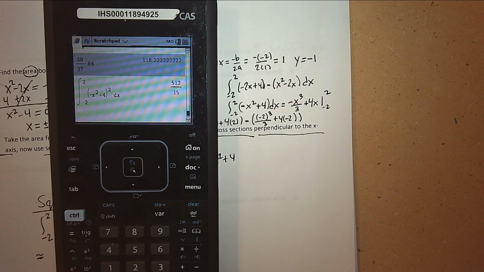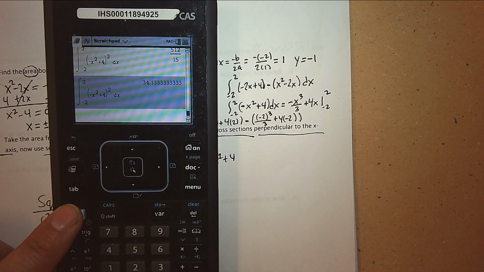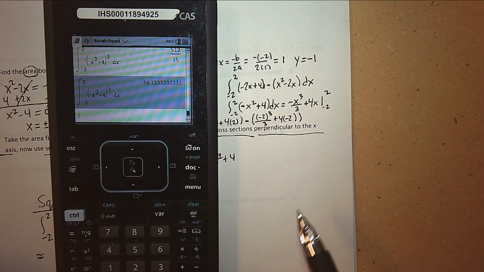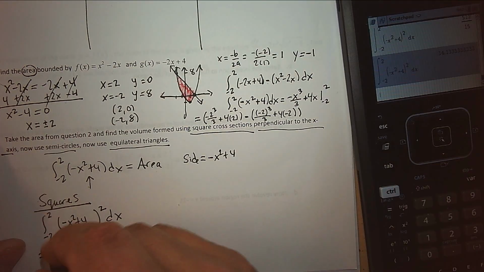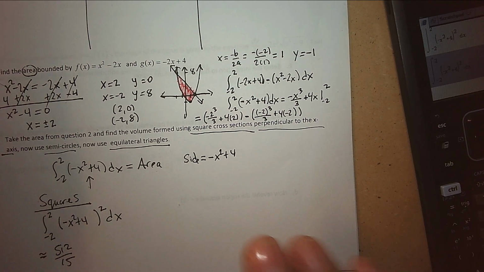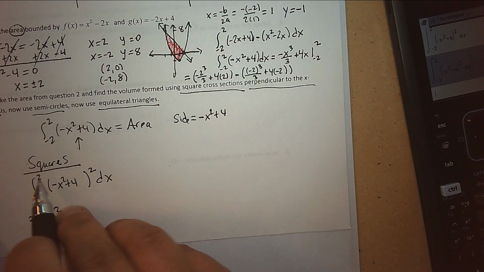So the exact answer is always better than a rounded decimal. So the exact answer is 512 divided by 15. If I did the decimal, I don't like that as much to round it. So I'm going to write down 512 over 15.